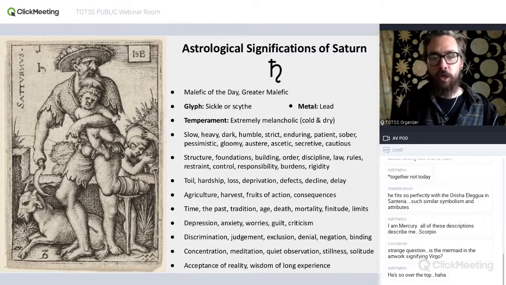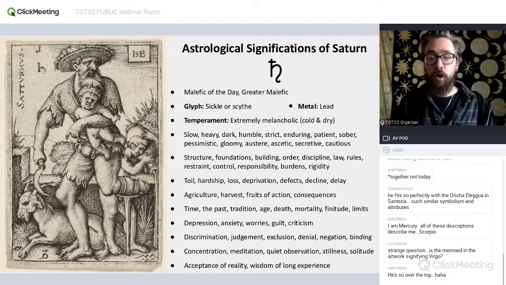That's a very Saturnian sort of thing, but not at all negative, of course. Saturn can also signify the acceptance of reality, as well as the wisdom of long experience. And so we can contrast that with the Jupiterian gnosis as well. The wisdom of Saturn is the wisdom that older people tend to have. And if we say that someone is wise beyond their years, or someone is an old soul, that's kind of like a strong Saturn.